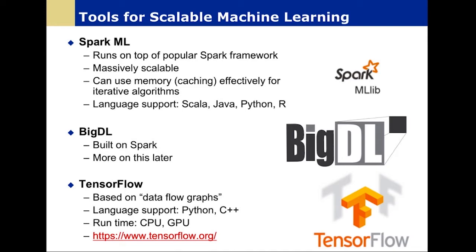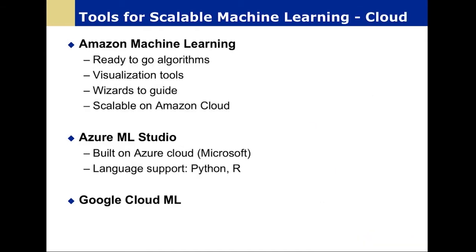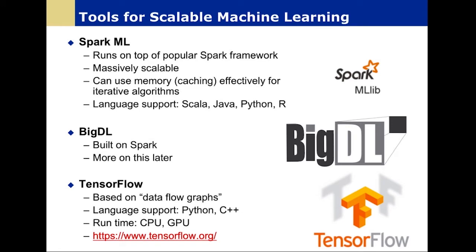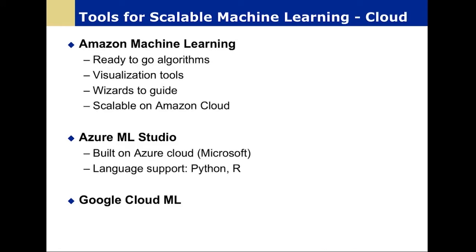TensorFlow is a Python and C++ based deep learning library. It runs on CPU and GPU, etc. And there are many other similar deep learning libraries as well: Torch, Theano, and Caffe, which we mentioned. Now, on the cloud, we have a lot of both pre-trained models as well as API-managed machine learning, such as Google Cloud ML, Azure ML Studio, Amazon Machine Learning, etc.